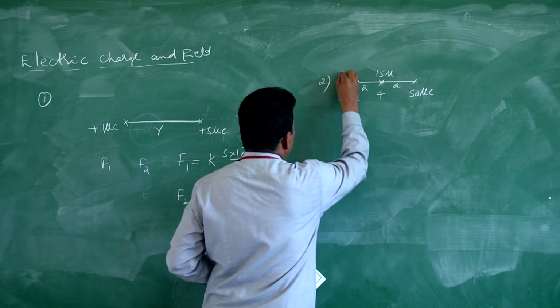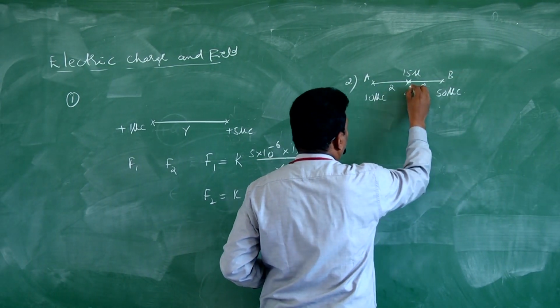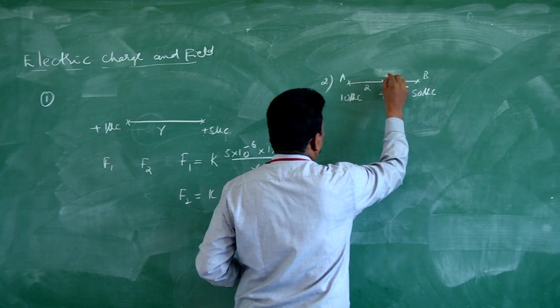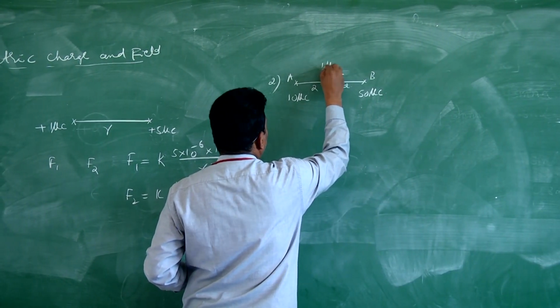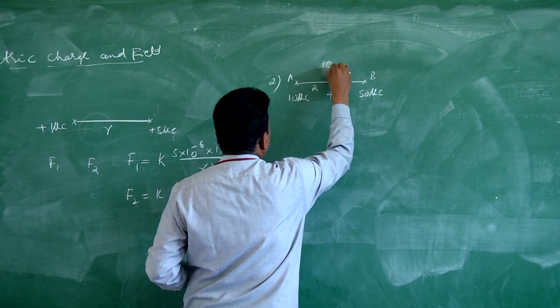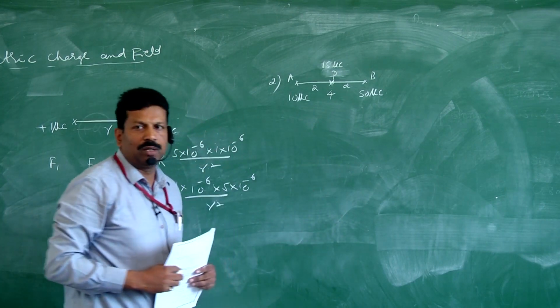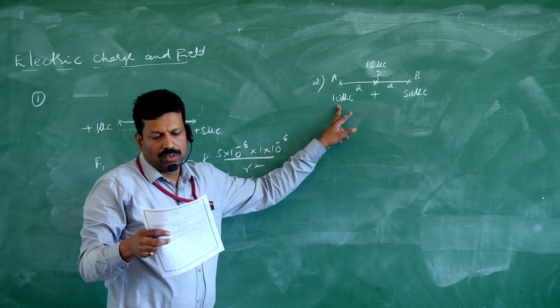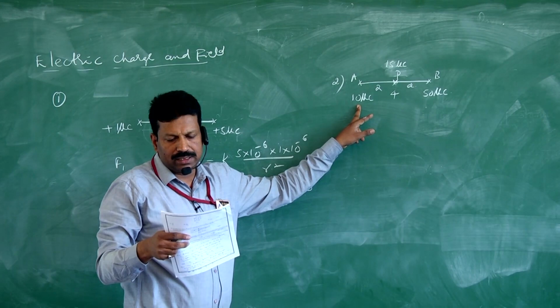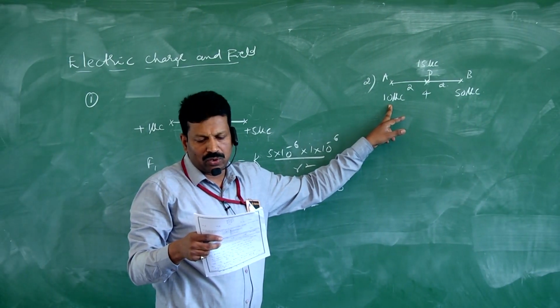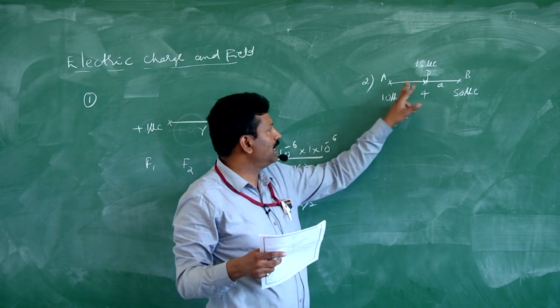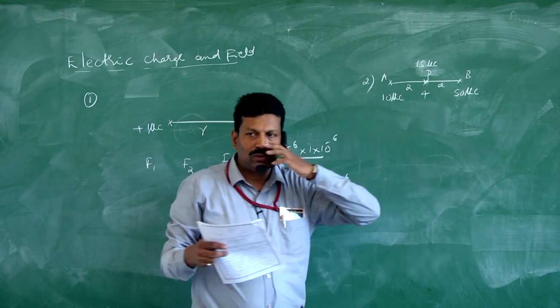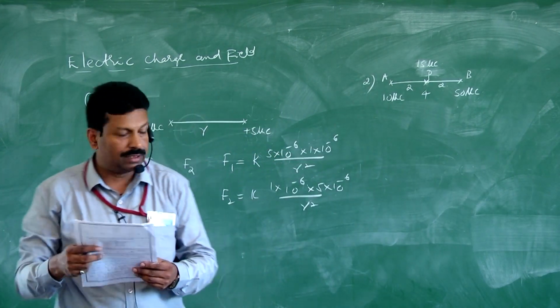I call this A and this B, and I call this point P where we have placed 15 microcoulomb. Now the force exerted on a charge 15 microcoulomb placed midway between them. If I place this charge midway between them, what is the force exerted?